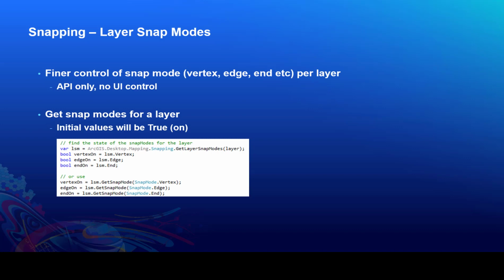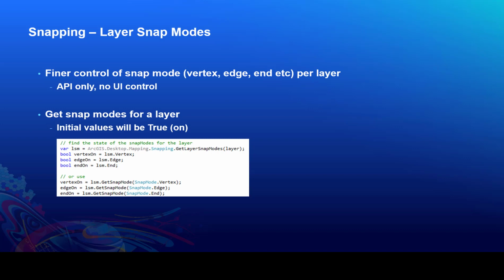So what we added at 2.6 is this concept of layer snap modes. Now this is API only, there's no UI control for it, so don't go looking for it in Pro. Let's take a look at how we get the snap modes for a layer. On the snapping class we have another method called getLayerSnapModes, and we give it the layer parameter, and that gives us back a layer snap modes object.